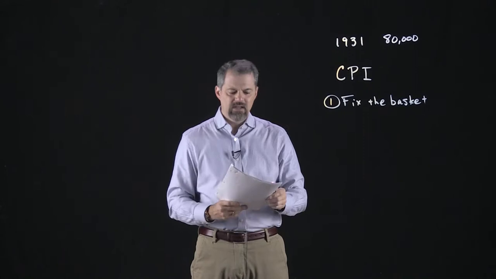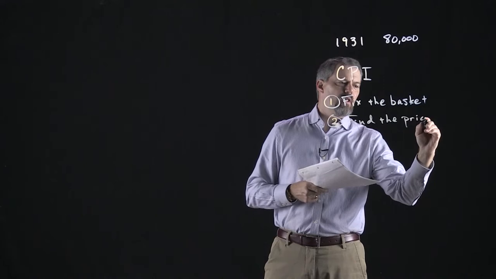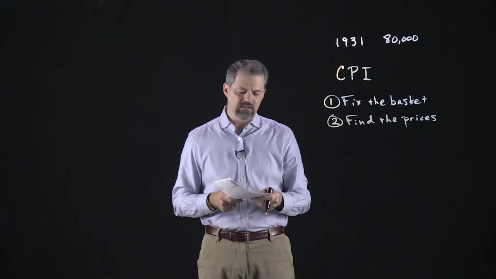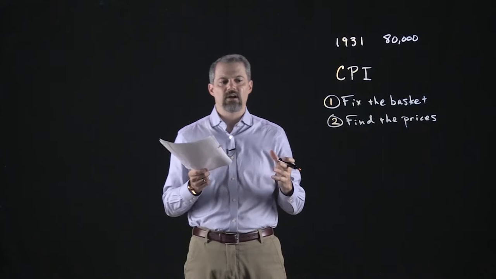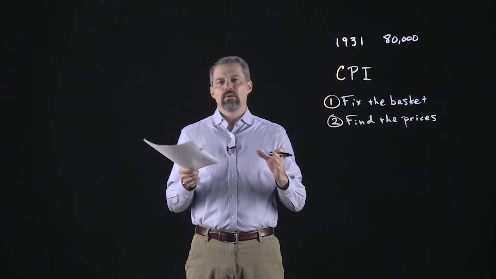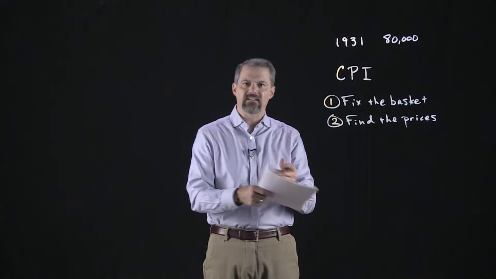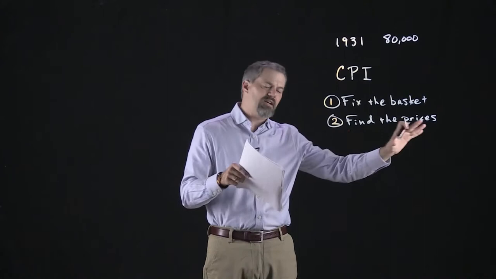The second step is to find the prices. So once we know what goods are going to be in the basket, we need to figure out the prices of those goods. And that can be an elaborate process if we're talking about the Bureau of Labor Statistics calculating the CPI, say, for the United States. So it used to be a much more labor-intensive process where the Bureau of Labor Statistics would send people out, and those people would visit stores with a clipboard and actually record the price of bread or the price of gasoline in this town, and then they'd go to another town and visit the stores in that town.